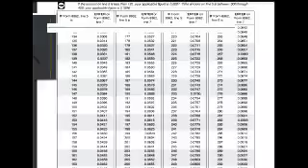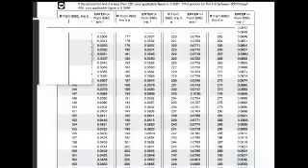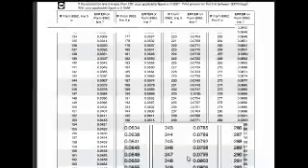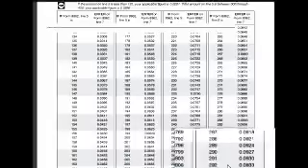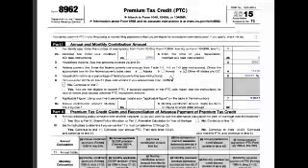So in this case, it's going to be 0.0927.